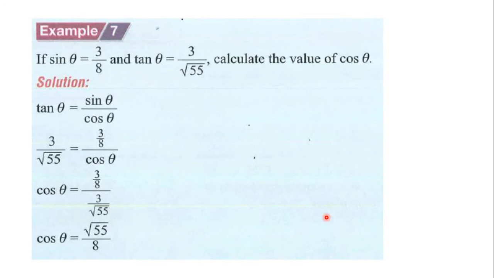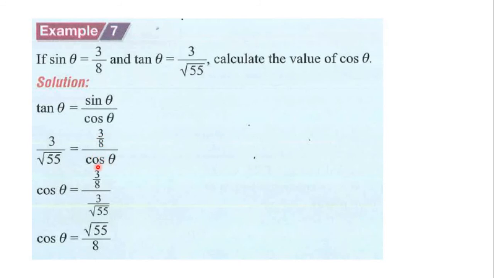Now let's look at example 7. If sine theta equals 3 over 8 and tangent theta equals 3 over square root 55, calculate the value of cos theta. Now, given the value of sine theta and tangent theta, use this formula: tangent theta equals sine theta over cos theta. Therefore, you just substitute the values. Tangent theta is 3 over square root 55 equals 3 over 8 over cos theta.